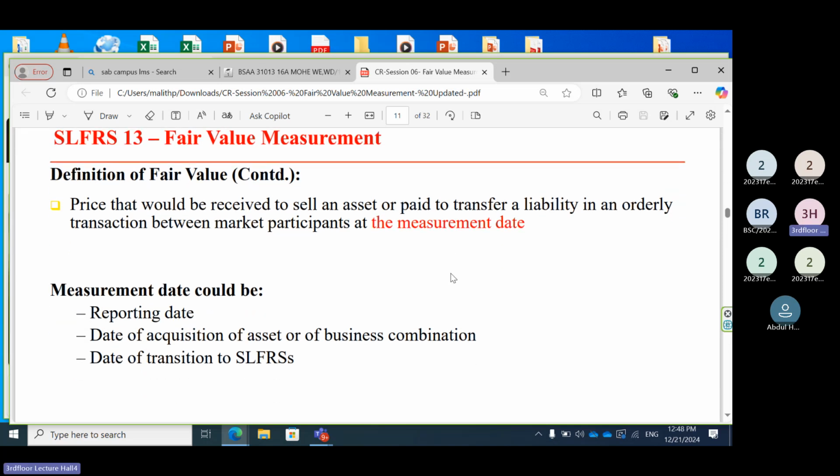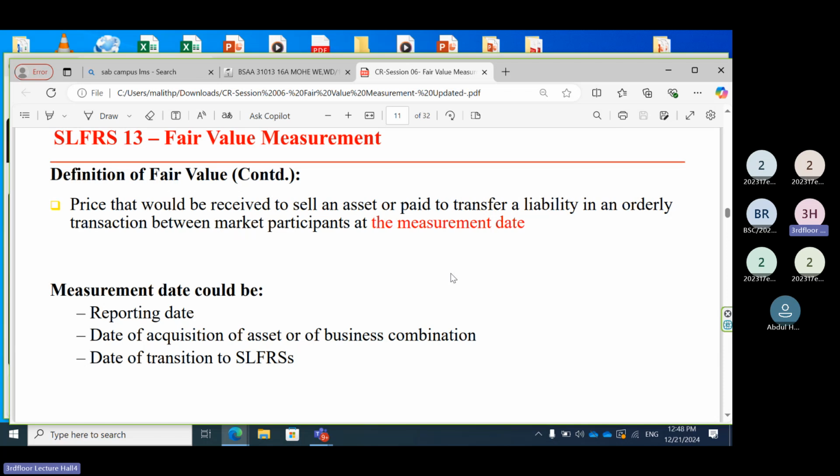And then the measurement date. Price that would be received to sell an asset or paid to transfer a liability in an orderly transaction between market participants at the measurement date. What do you mean by measurement date? So now we are discussing the transaction price as at which date? Measurement date. Not some other date. You have a clear understanding. Measurement date can be maybe a reporting date. It can be a business combination date or the date of transition to SLFRS.